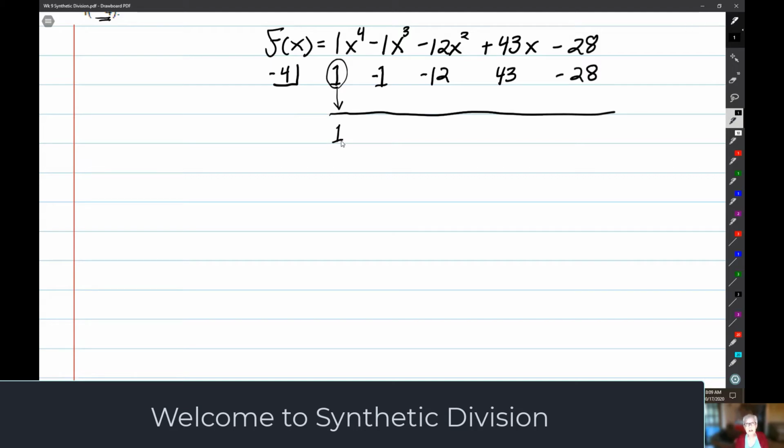The rest is an automatic process. Watch. I take this number and I multiply it by this number. 1 times negative 4 is negative 4. Then I add negative 1 plus negative 4 is negative 5.